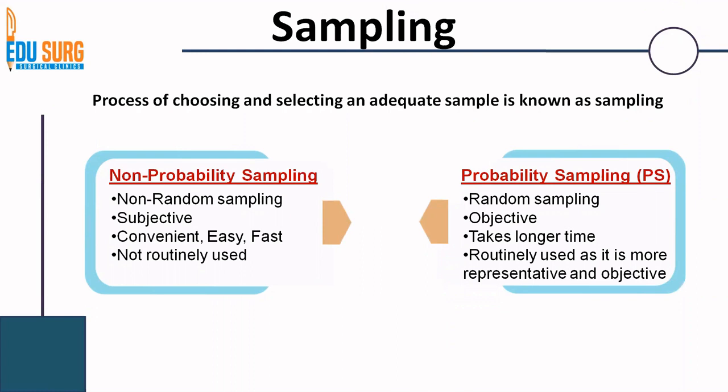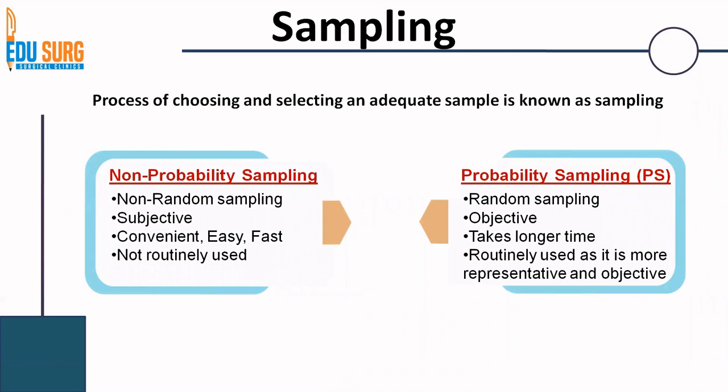We know probability is a chance event, or the chance that a particular person will be selected, right? Probability sampling is random sampling, but it takes longer. However, probability sampling is more objective and more representative. So random, representative, and objective, these three words are important in probability sampling.